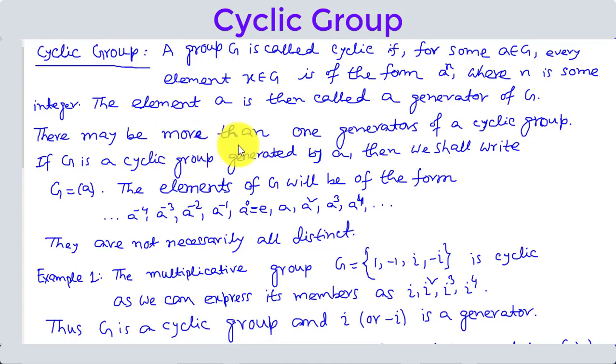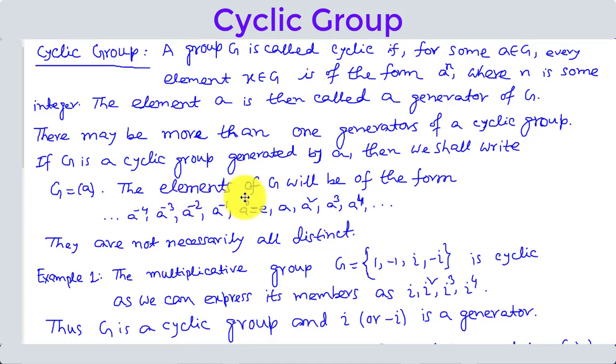There may be more than one generator of a cyclic group. If G is a cyclic group generated by a, then we shall write G is generated by a, that is G is equal to ⟨a⟩.